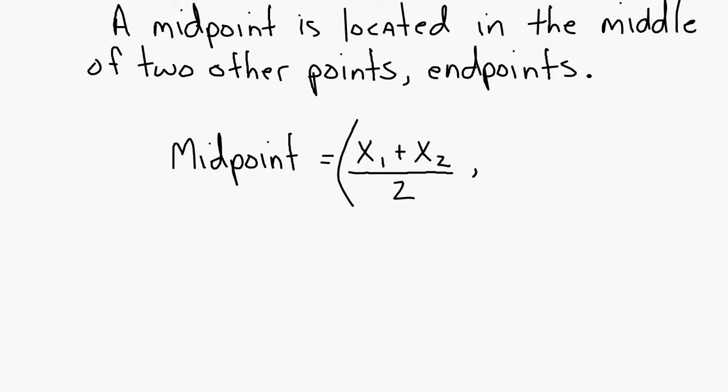You find the y value at the midpoint the same way, but you take your y sub 1 plus your y sub 2, which is your y value at the first point, plus your y value at the second point, and you divide it by 2. Because you're finding the middle of 2 points. To find the middle of 2 points, you're finding the average of the points.